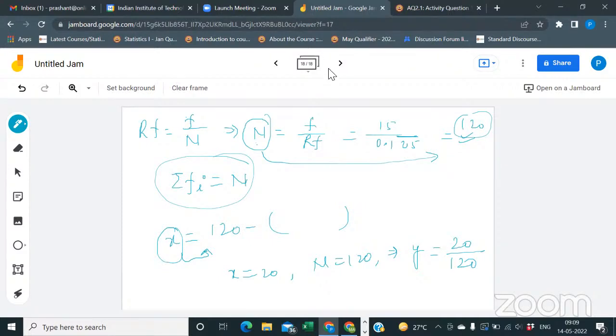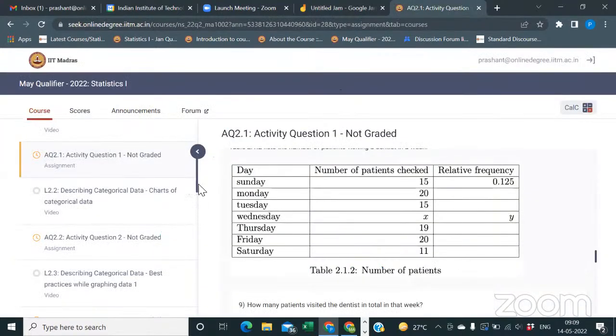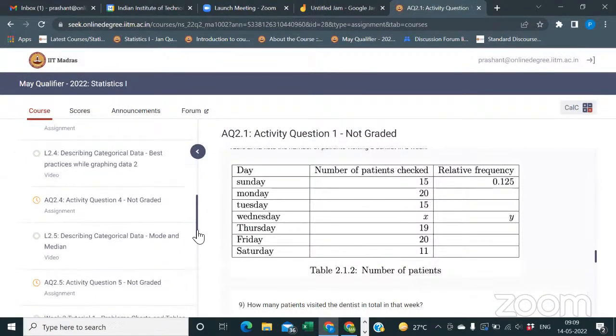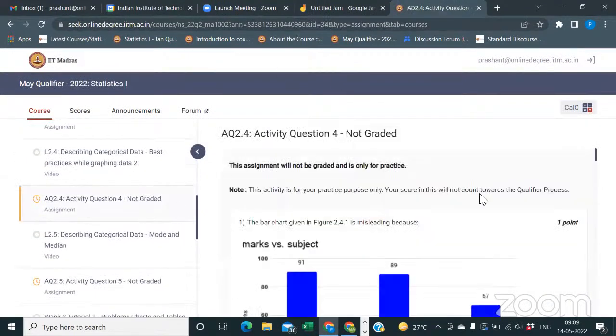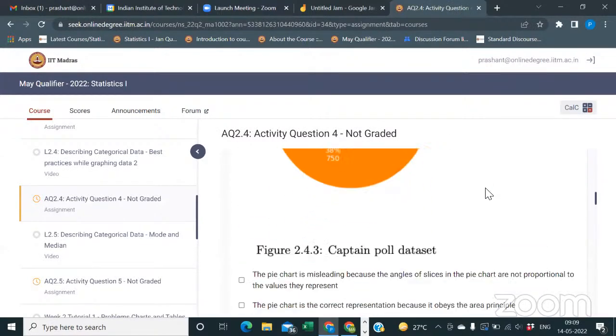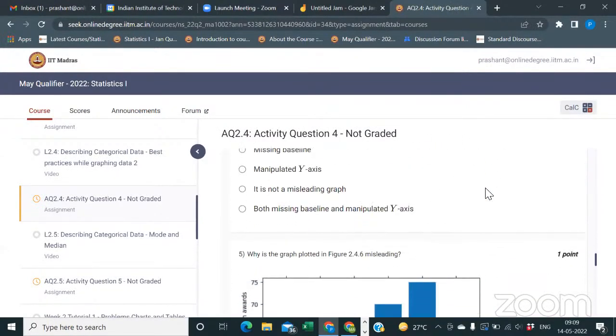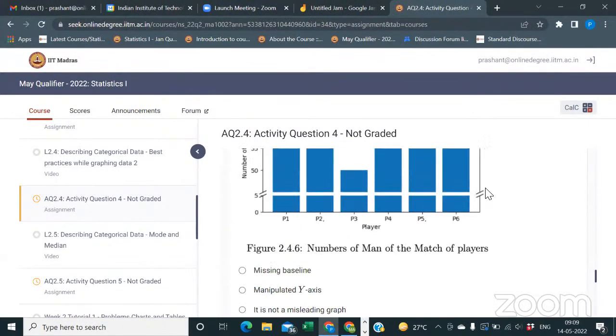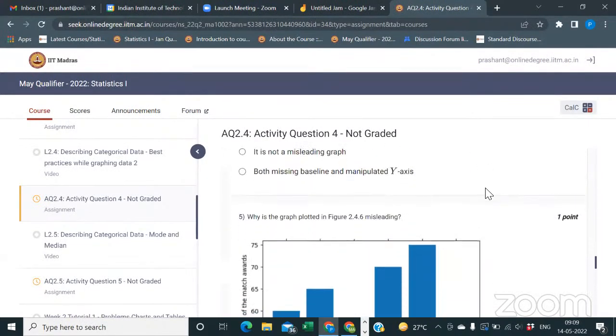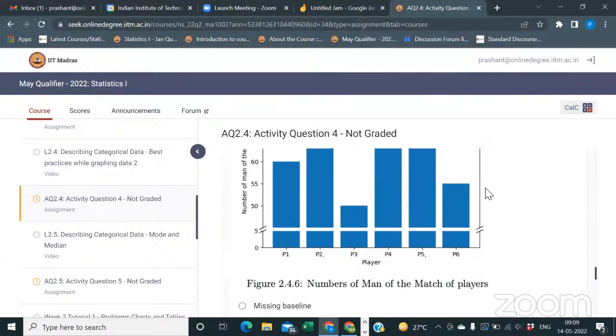Okay. Thank you. Now Vinay has a doubt in 2.4, question number 5. So, what is your doubt? Yes, Vinay. Sir, what is a manipulated y-axis here?